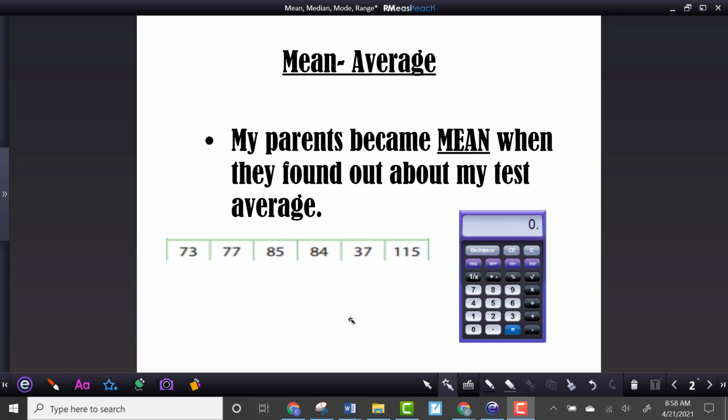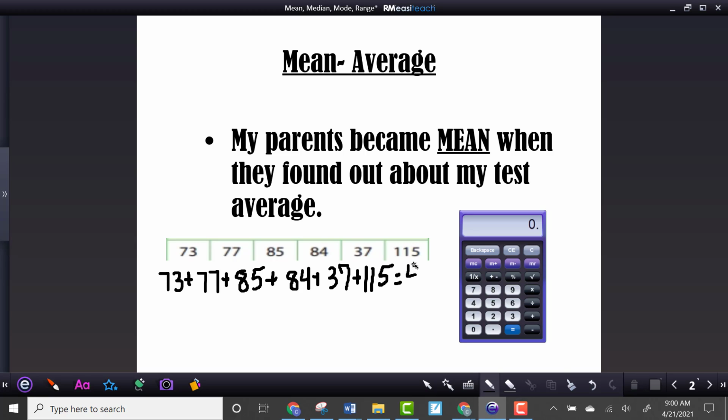So now let's take a look at the next set of numbers, and I would like you to write this out in your math journal with me. We're going to add these up together. So we take 73 plus 77 plus 85 plus 84 plus 37 plus 115. You can type that right into your calculator. And when you add all these numbers together, you will get 471. Now that's only the first step.